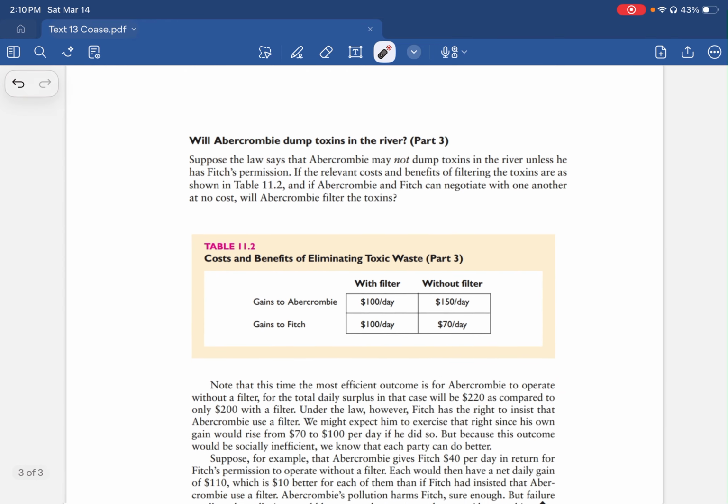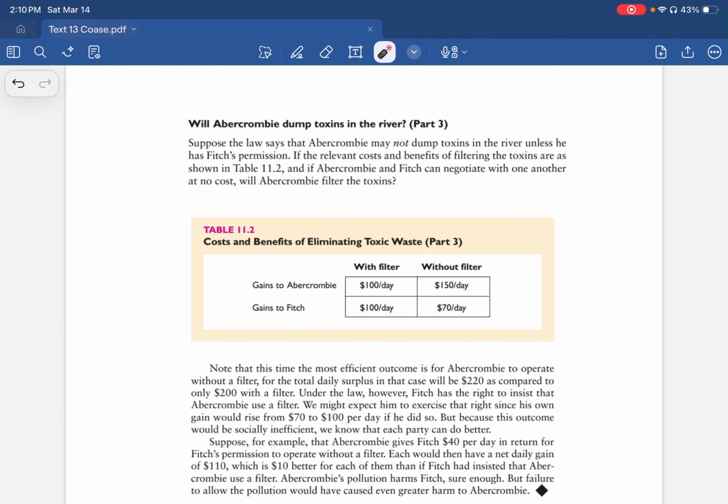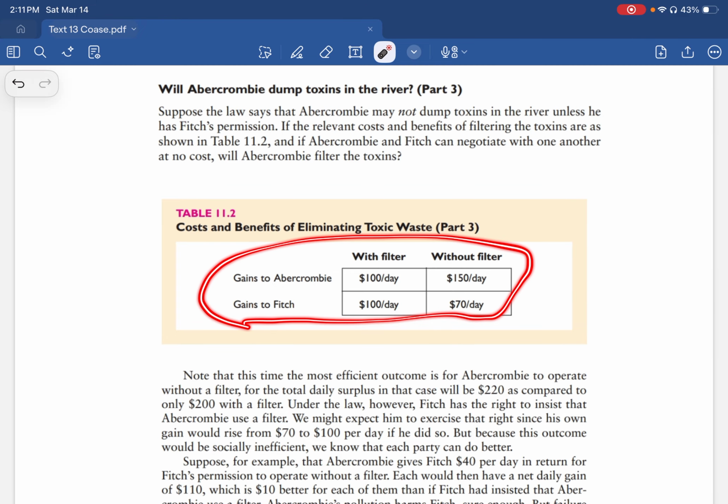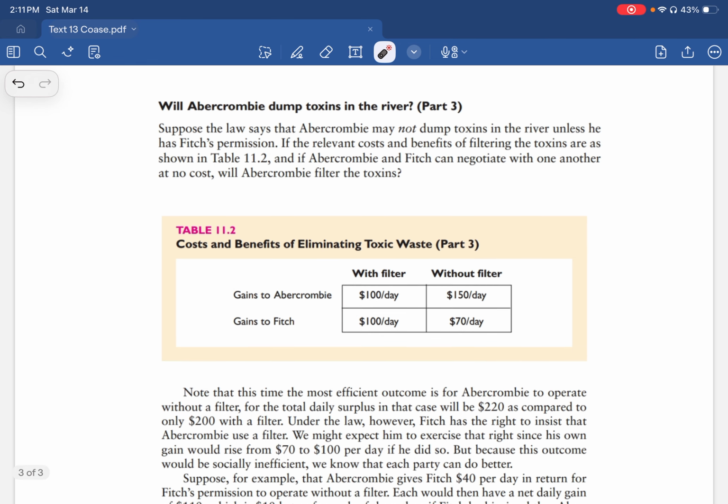Now, another table with different numbers. And here we're changing two things. We're changing numbers, and we're also changing the way things are arranged, because in the previous case, Abercrombie could do whatever he wanted. But in this case, the law says that Abercrombie may not dump toxins in the river unless he has Fitch's permission. So Fitch has the upper hand in terms of property rights, or in terms of on whose side the law is.